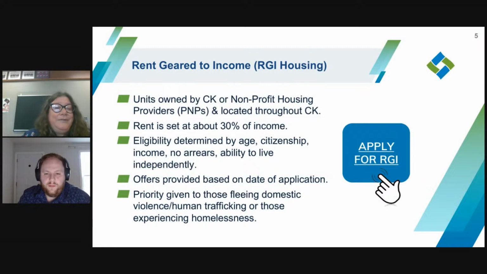So rent geared to income housing, your rent is set, as the name implies, according to your income. So the affordability threshold that's accepted by most of Canada and the world is that about 30% of your income, no matter what it is, should be spent towards your housing. And that would be your complete housing, rent, utilities, insurance, etc. So we use a formula that's prescribed by the Housing Services Act, which is provincial legislation, to determine a rent amount that is about 30% of your adjusted family net income. So that means about 30% of your total income for every household earner within the family would be spent towards your housing.